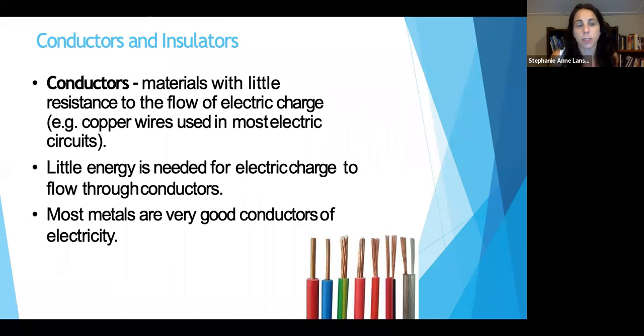So we have conductors and insulators. Conductors are materials with little resistance to the flow of electrons. So again, copper wires have very little resistance, and so the current is going to flow through. Here we can see the copper wires inside, and little energy is needed for electric charge to flow through these conductors. And so most metals are very good conductors of electricity.